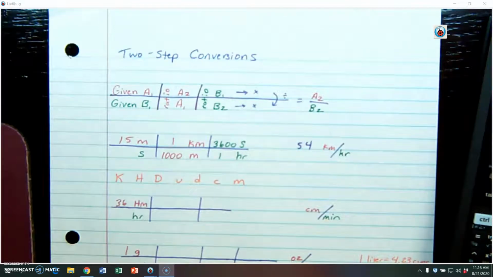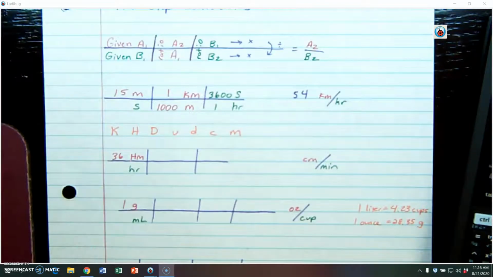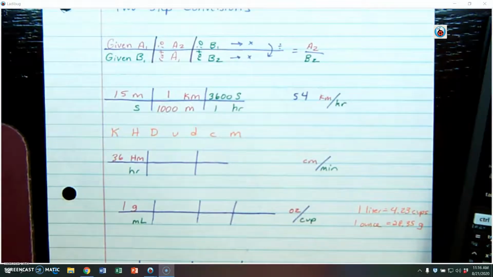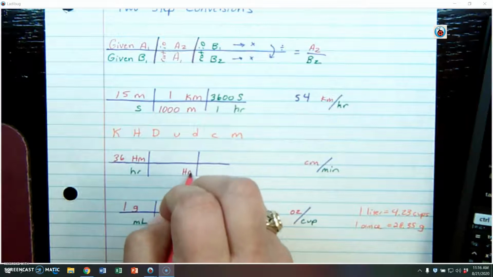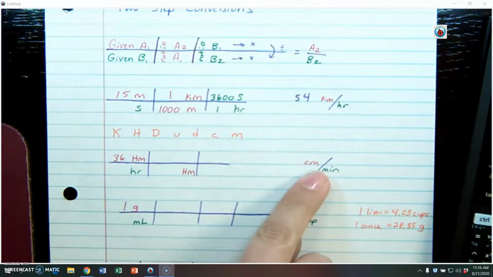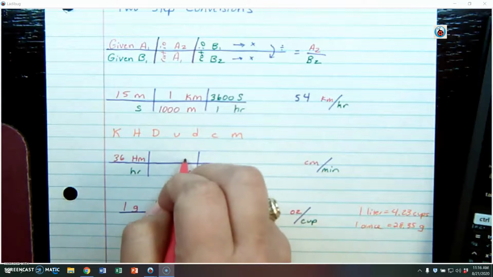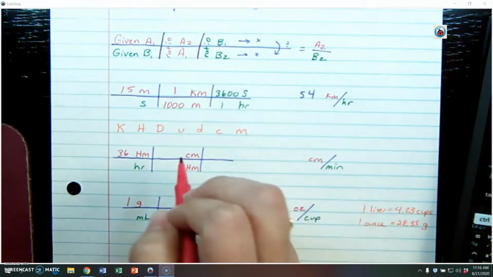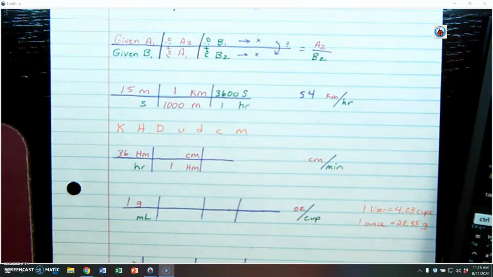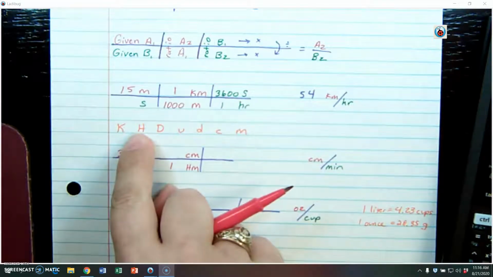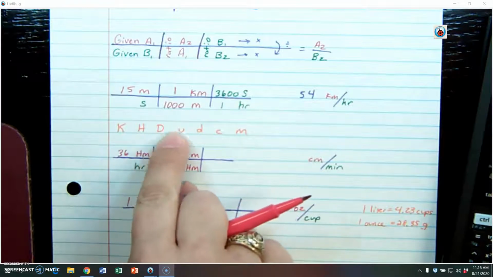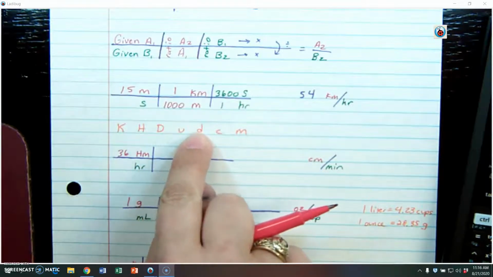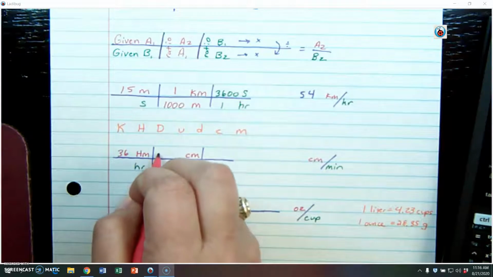$54 kilometers for every hour. Okay? All right, let's try another one. 36 hectometers per hour. We want to get rid of hectometers, so that goes on the bottom. Our goal over here is centimeters. Our bigger measurement is hectometers, so it gets the 1. And now our question is how many centimeters in a hecto. So here's 1, here's 10, 100, 1,000, 10,000.